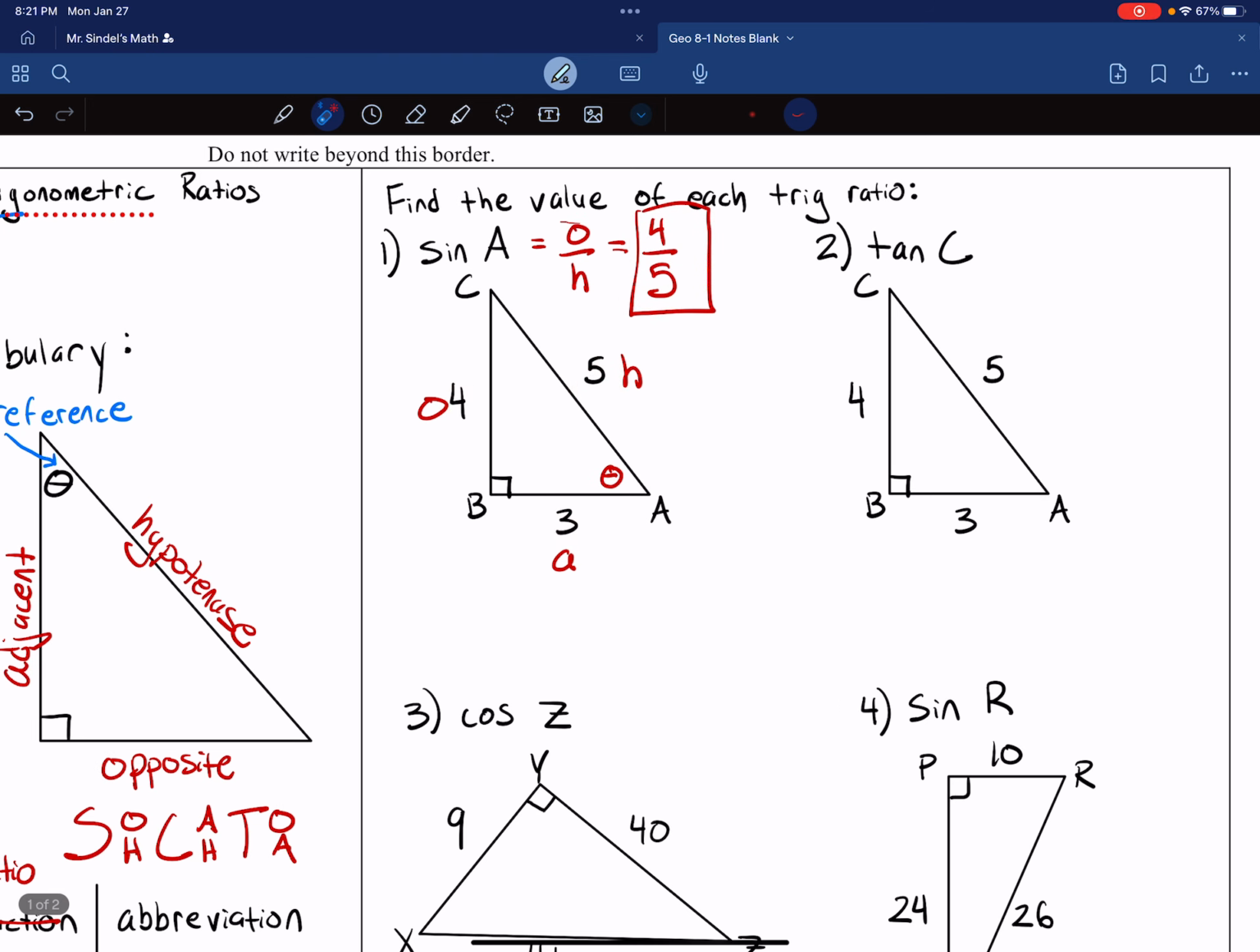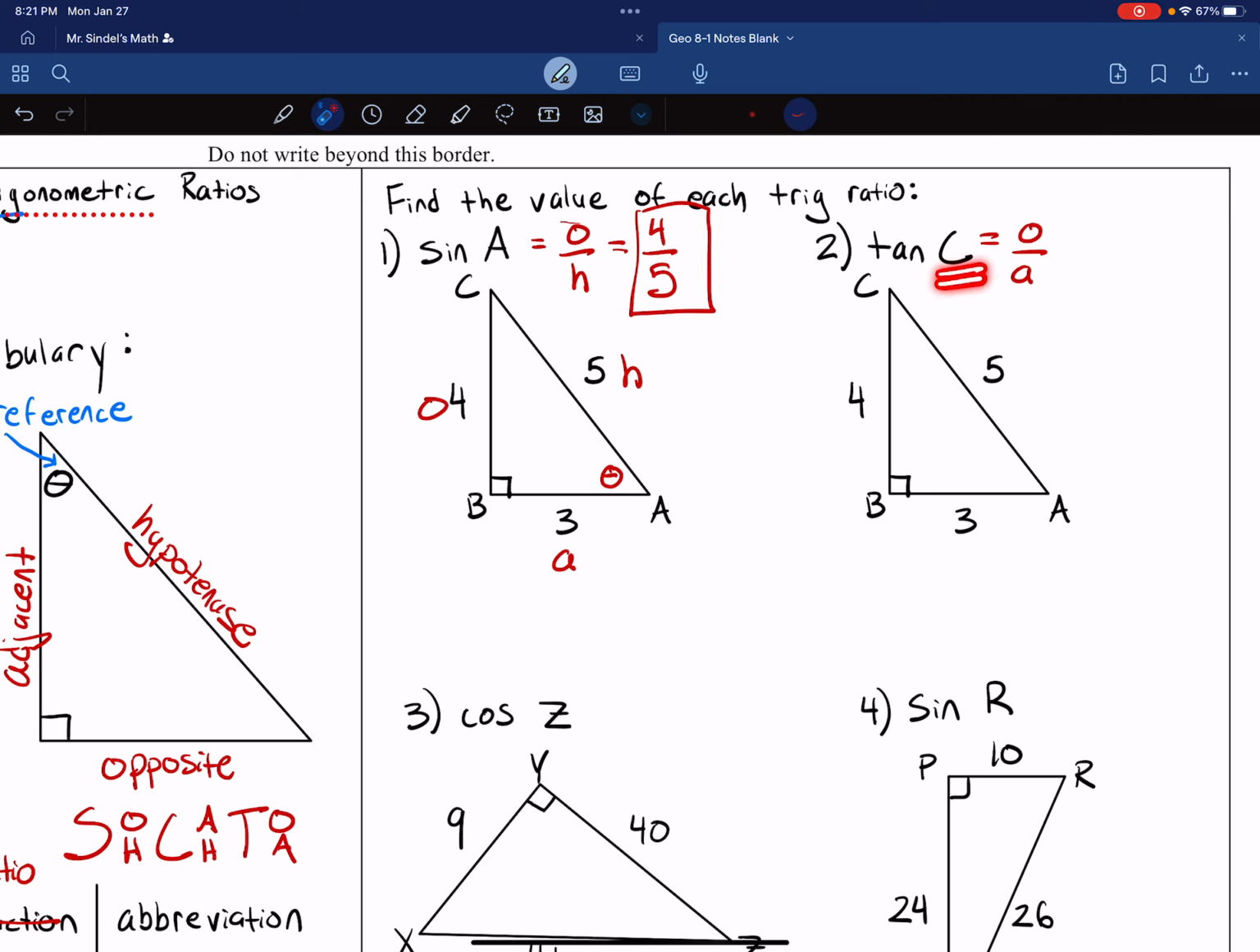Let's try another one. Tangent of C. So tangent of C, I have to remember, okay, TOA. That's tangent is opposite over adjacent. So I'm going to write out here, this is going to be the opposite over the adjacent. And I don't know what the opposite and adjacent are, so I need to label my triangle.